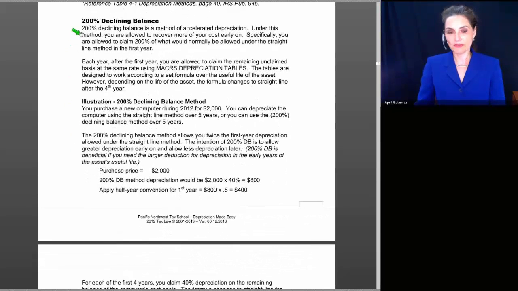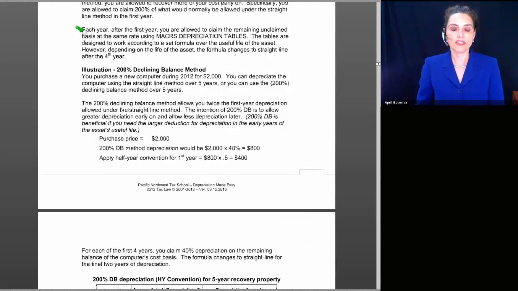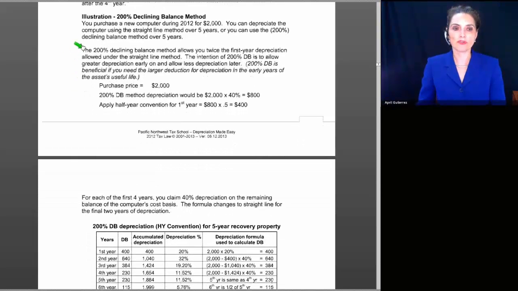So let's talk now about 200% declining balance. 200% declining balance is a method of accelerated depreciation. Under this method, you are allowed to recover more of your cost early on. Specifically, you are allowed to claim 200% of what would normally have been allowed under the straight line method for that first year. Each year after the first year, you are allowed to claim the remaining unclaimed basis at the same rate using the MACRS depreciation tables. The tables are designed to work according to a set formula over the useful life of the asset. However, depending on the life of the asset, the formula changes to straight line after the fourth year.